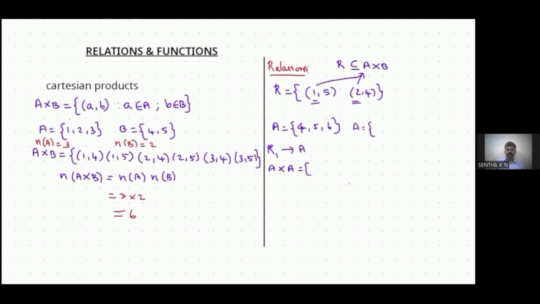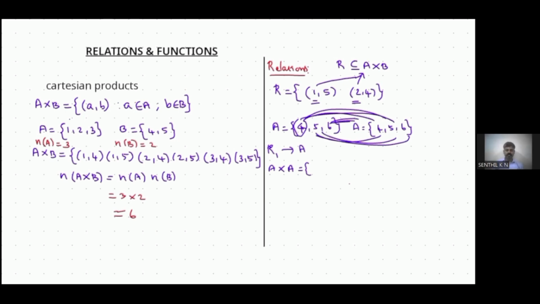Here we have 4, 5, 6. I'm going to take the Cartesian product of A with itself, so we do the same thing. We take 4 and pair it with 4, 5 and then 6. Like that, we take 5 and pair it with 4, 5, 6. And finally, we do the same thing for 6 also.